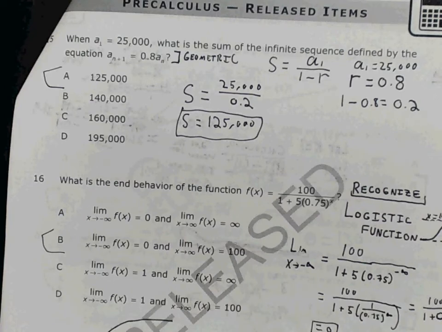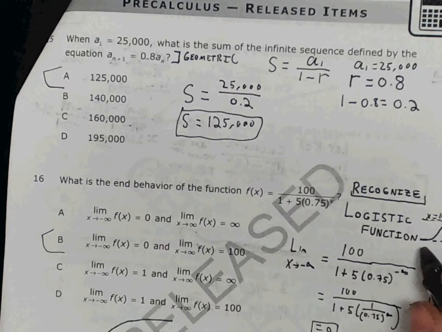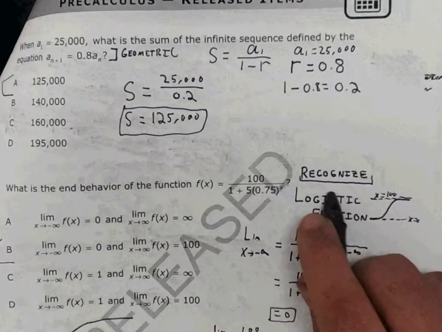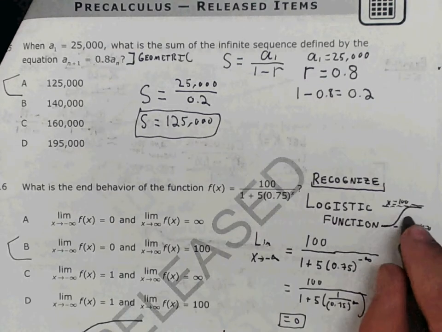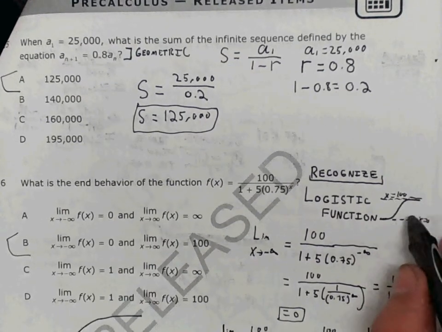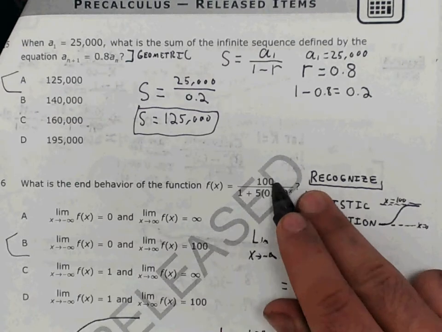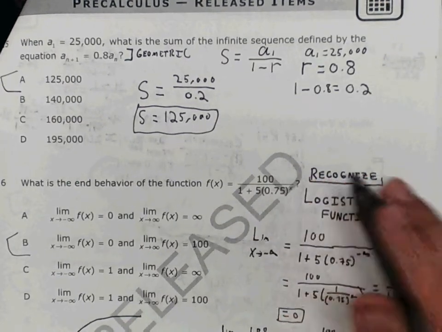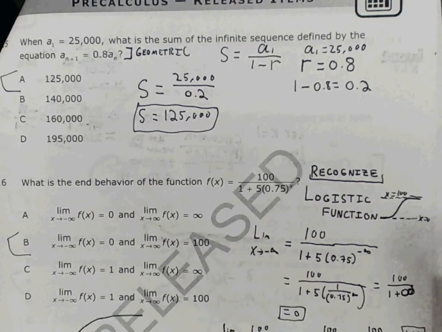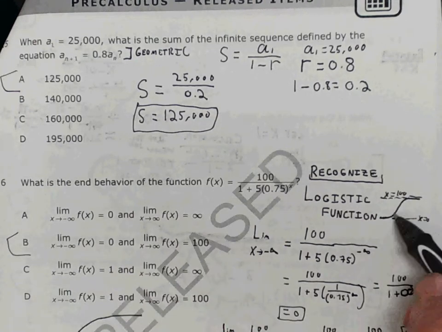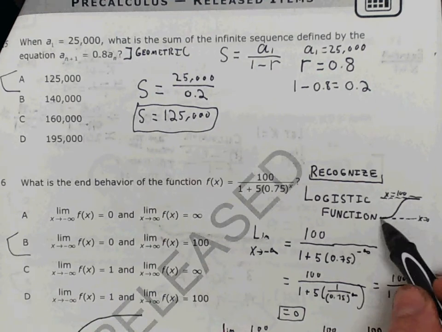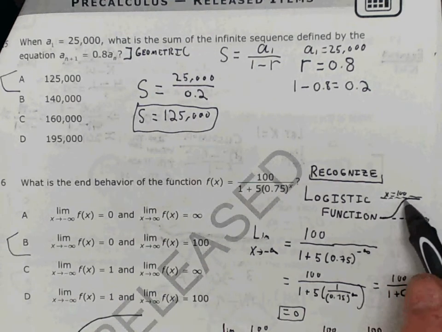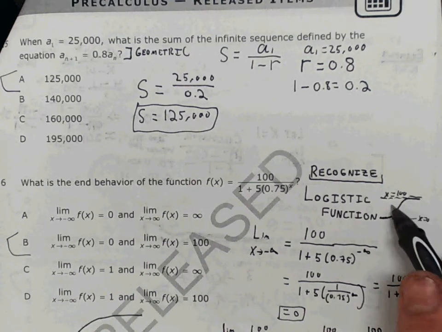Okay, recognize the logistic function. The easiest and fastest way to do this is to know that the logistic function has a horizontal asymptote at y equals 0 and a horizontal asymptote at its carrying capacity, and the carrying capacity is the value in the numerator. So the horizontal asymptotes are going to be y equals 0 and y equals 100. As x approaches negative infinity, the limit is going to be equal to 0, and as x approaches infinity, the limit is going to be equal to 100.